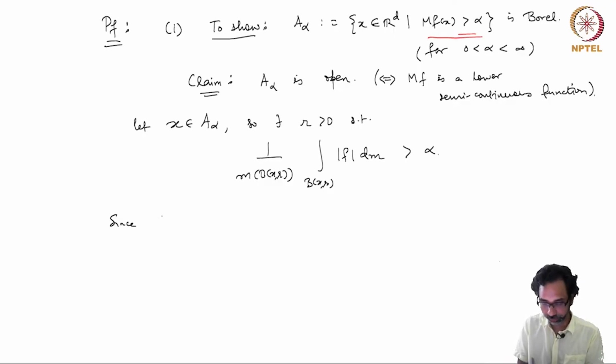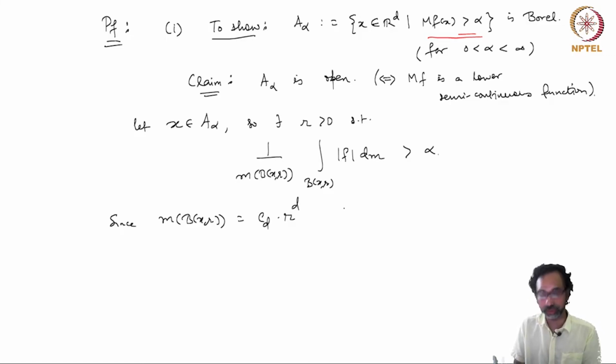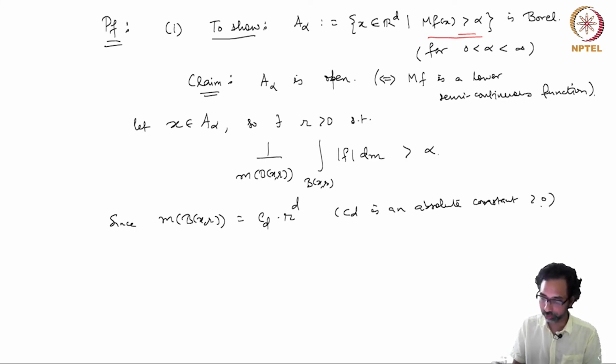And since the measure of B(x,R) is of the form c_d times r to the power d, in d dimensions the volume of a Euclidean ball of radius r is proportional to r to the power d, where c_d is an absolute constant, so it does not depend on x or r, an absolute positive constant.